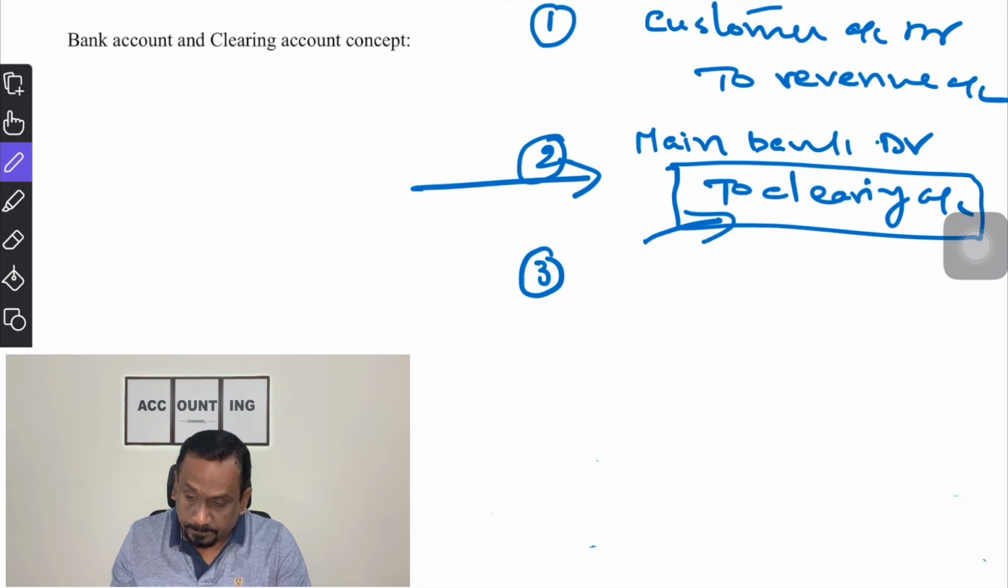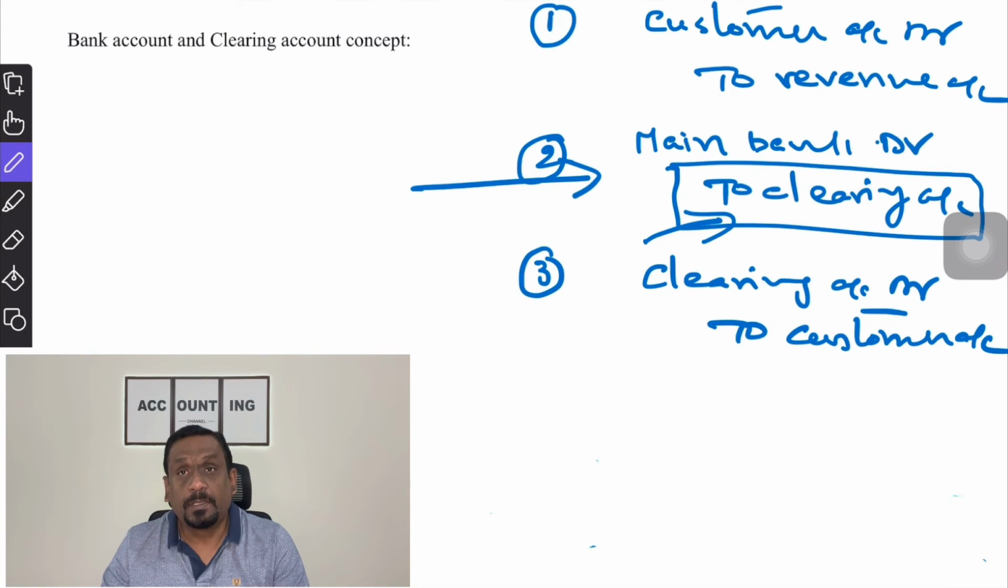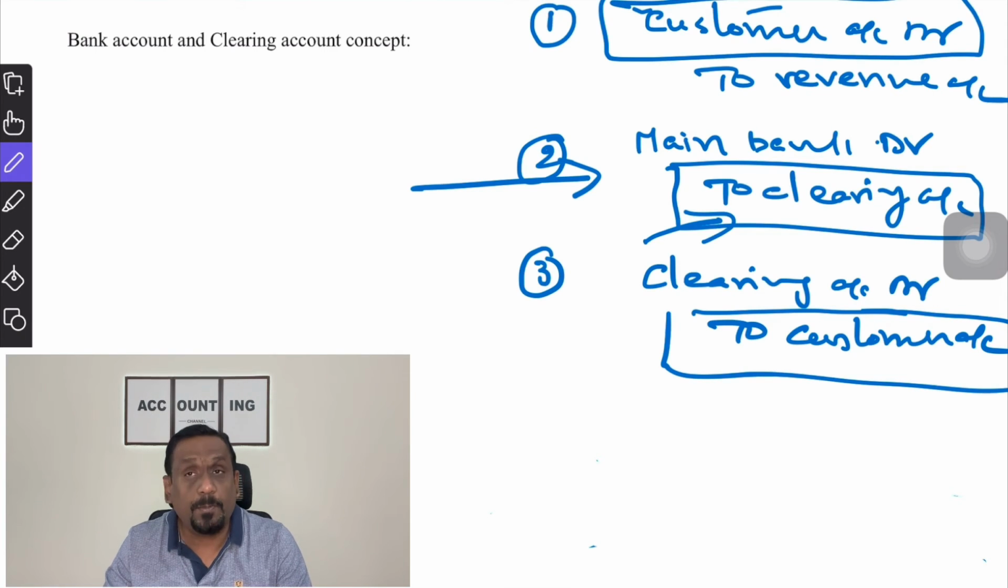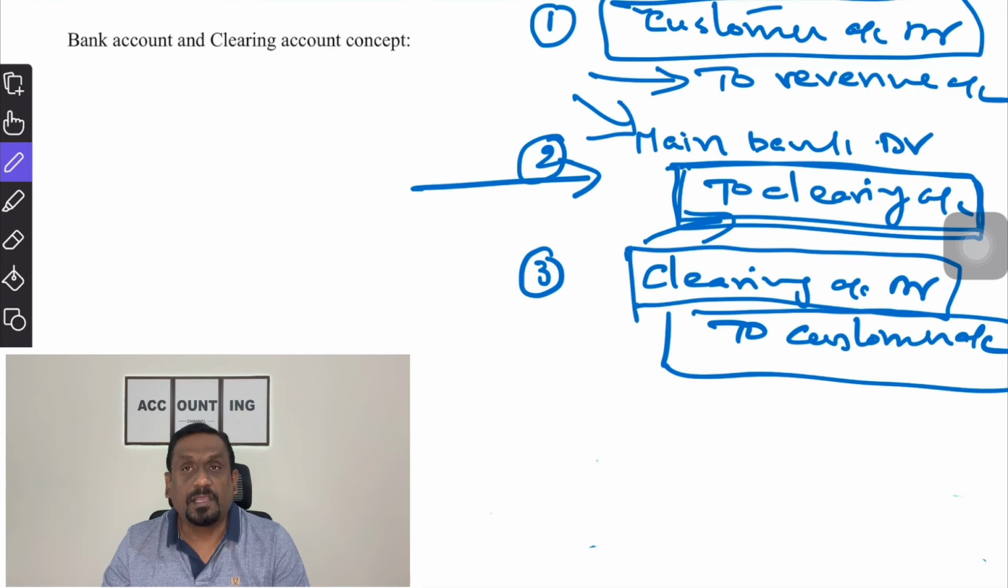What is that entry? You debit clearing account and credit customer account. This entry has to be posted. So with this entry, your customer account will get closed because you received the amount. Your clearing account gets closed. Clearing account is debit here and clearing account is credit here. Gets closed. So you are left with main bank account debit and your revenue account credit.